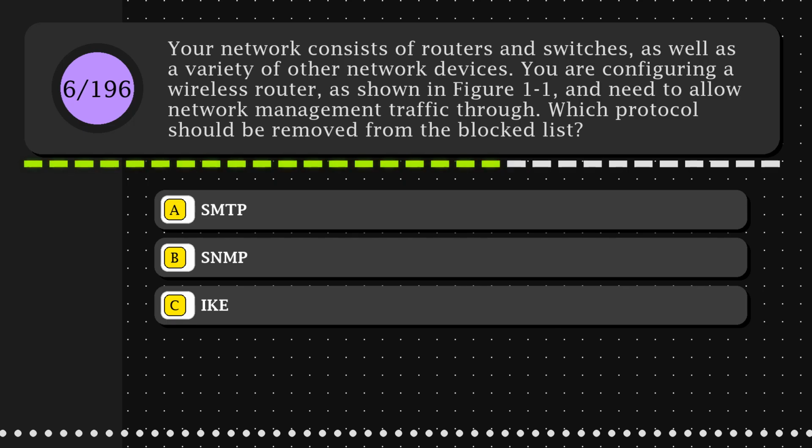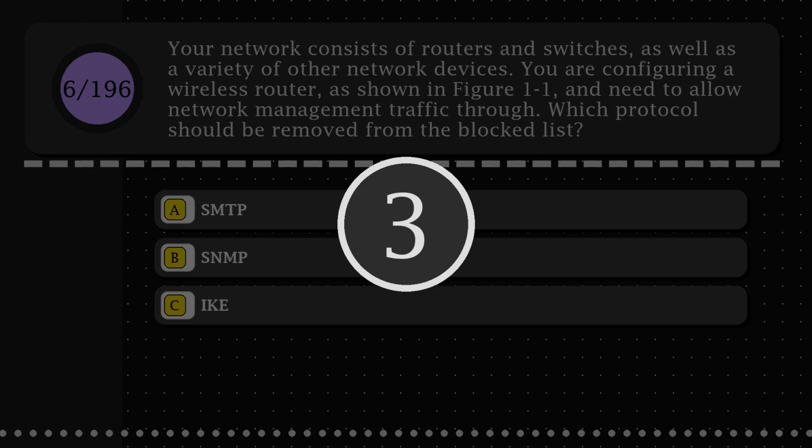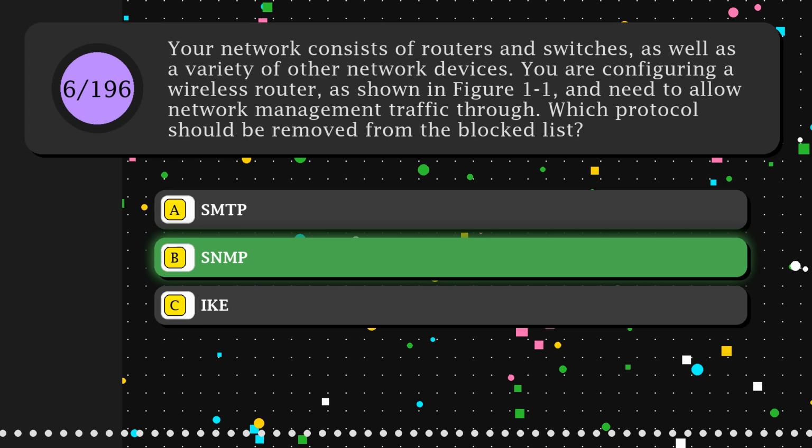Question 6. Your network consists of routers and switches, as well as a variety of other network devices. You are configuring a wireless router, as shown in Figure 1:1, and need to allow network management traffic through. Which protocol should be removed from the blocked list? Option A, SMTP. Option B, SNMP. Option C, IKE. The correct answer is option B, SNMP.